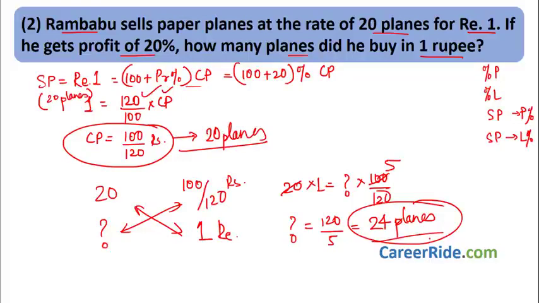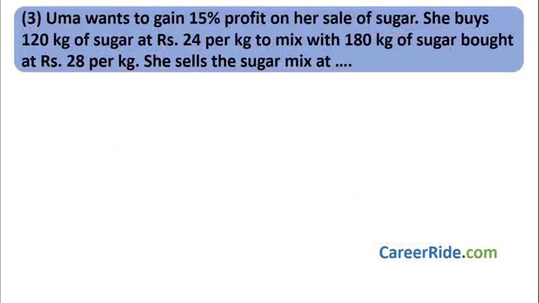Going on to the next question. Question number 3. Uma wants to gain 15% profit on her sale of sugar. She buys 120 kg of sugar at rupees 24 per kg to mix with 180 kg of sugar bought at rupees 28 per kg. She sells the sugar mix at, now what formulas have we seen for profit and loss? We have seen percentage profit, the formula for percentage loss, the formula for finding selling price when we know the percent profit, and selling price when we know the loss percentage.